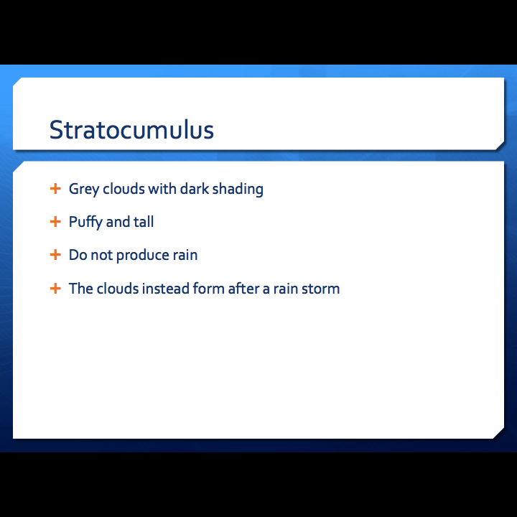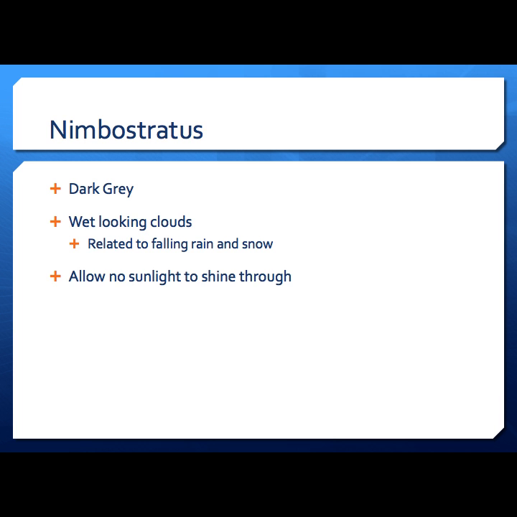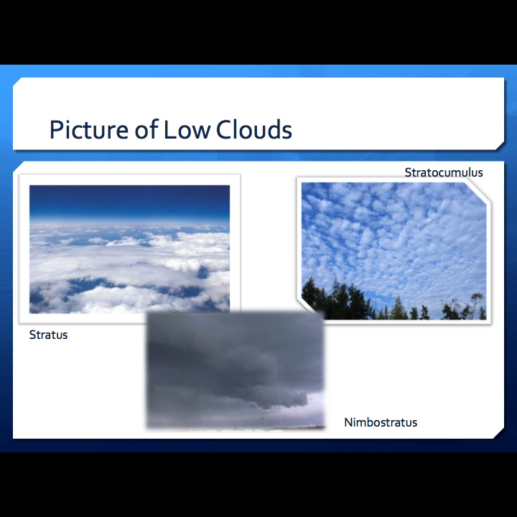Stratocumulus clouds are gray clouds with very dark shading. They're usually puffy and really tall, and they do not produce rain. The clouds instead form after a rainstorm. Nimbostratus clouds are dark gray. They're very wet looking because they're associated with rain and snow, and they allow no sunlight or moonlight to shine through.